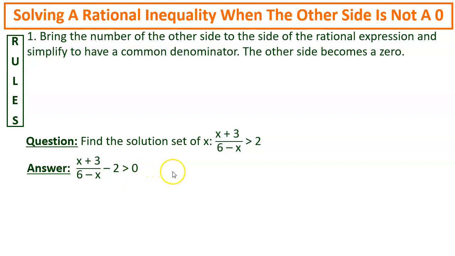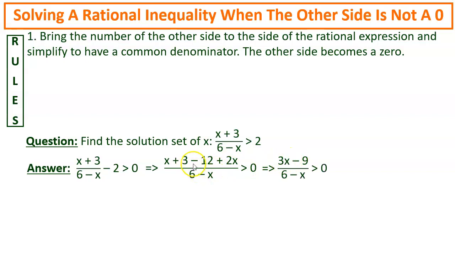So we get 6 minus x in the denominator and we write x plus 3, and negative 2 multiplied with 6 gives us negative 12, and negative 2 multiplied with negative x is plus 2x. This is greater than 0. Now we simplify the numerator because it contains some like terms. x plus 2x gives us 3x, and 3 minus 12 is negative 9. So (3x minus 9) over (6 minus x) is greater than 0.